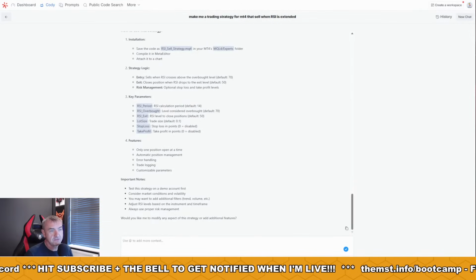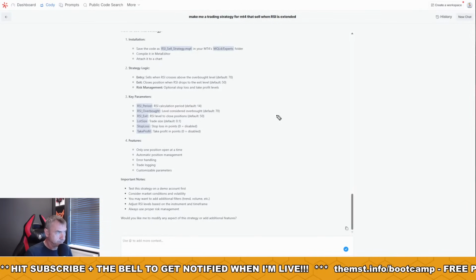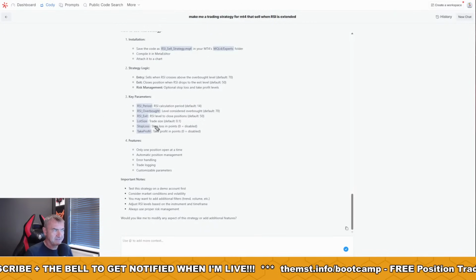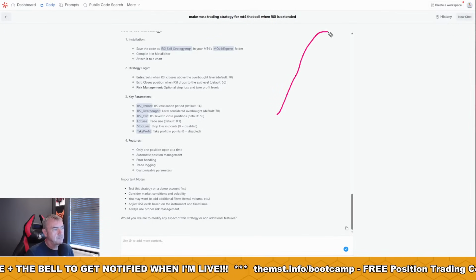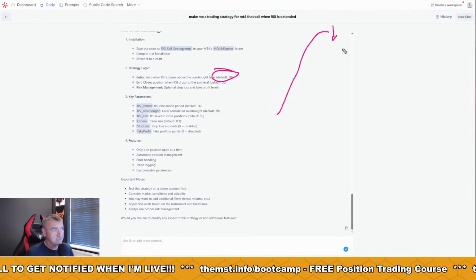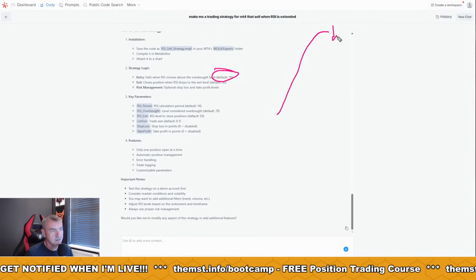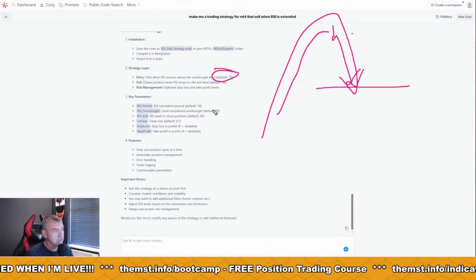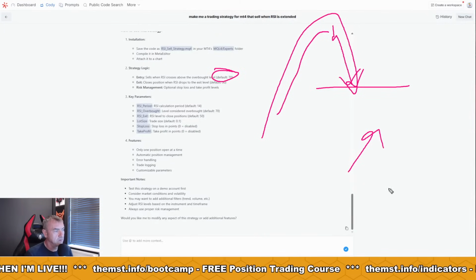So the strategy that it's created looks like a short only strategy, doesn't it? Yeah. So when we get above that level, 70, it sells. So it's immediately going to place a sell order. And then it's going to close that when it gets down below 50. So it's a mean reversion short only strategy because there's no inputs there to go long, is there?